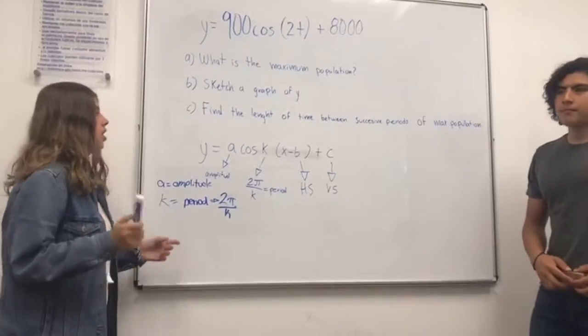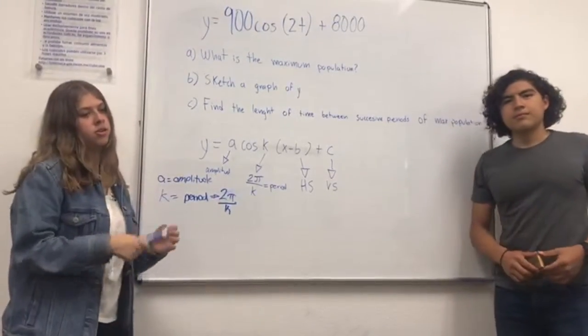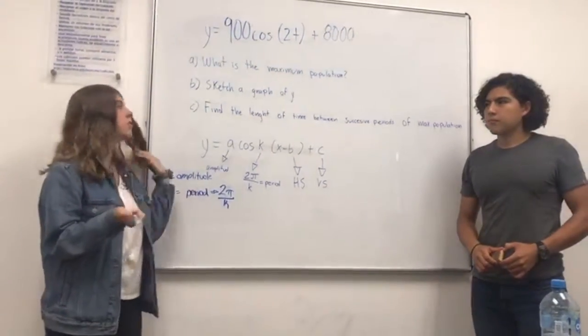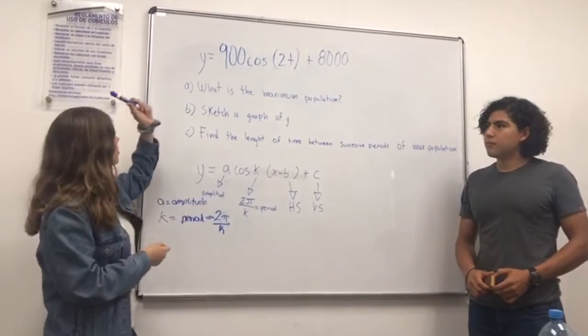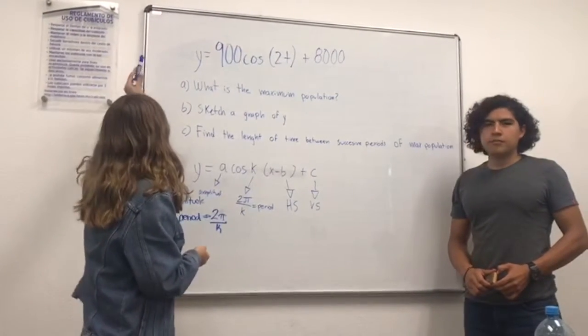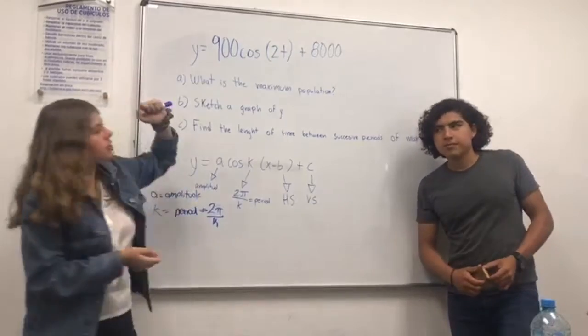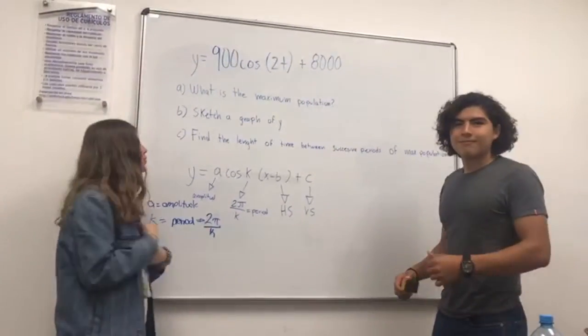Okay, I think I'm starting to understand, but I still don't know what amplitude is for, the period, and horizontal and vertical shift. So, can you start from the beginning, please? Since you don't understand anything, we're going to explain what simple harmonics are, because this is a problem from simple harmonics and it is going to explain it to you.